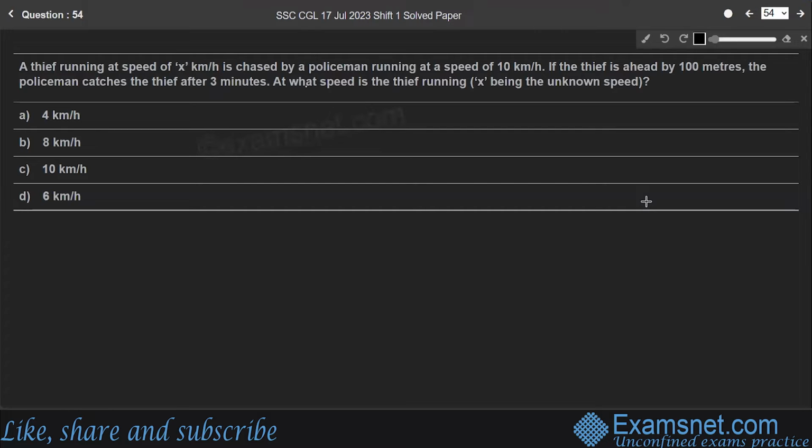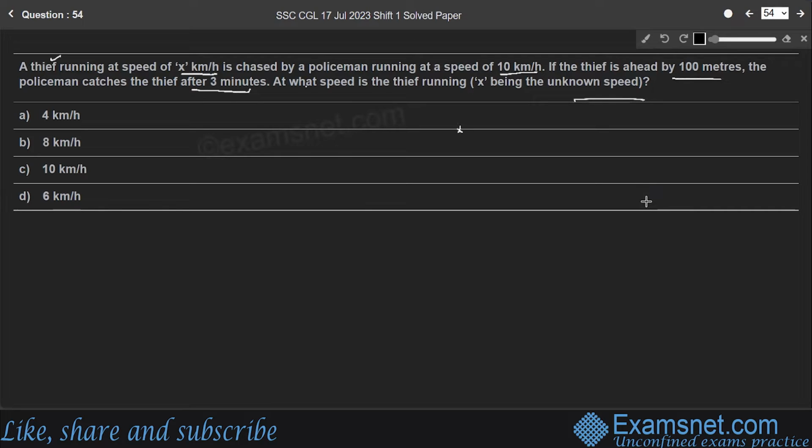Question 54. A thief running at a speed of X km per hour is chased by a policeman running at a speed of 10 km per hour. If the thief is ahead by 100 meters, the policeman catches the thief after 3 minutes. At what speed is the thief running? X being the unknown speed.